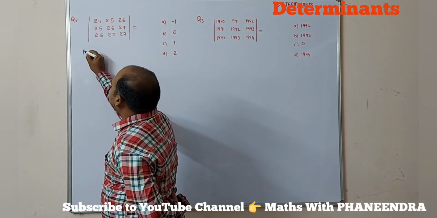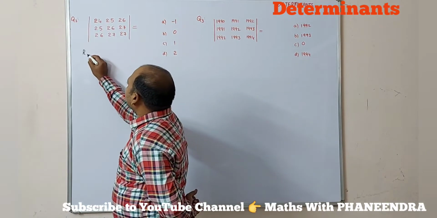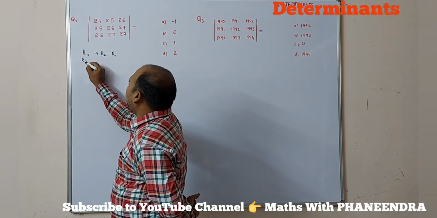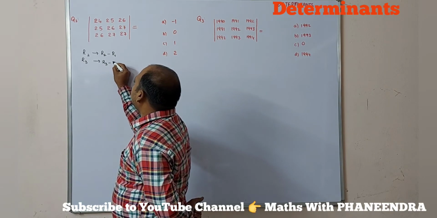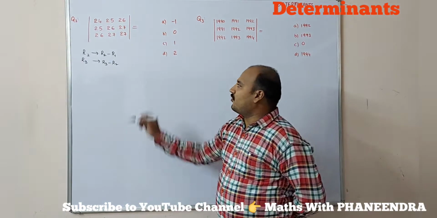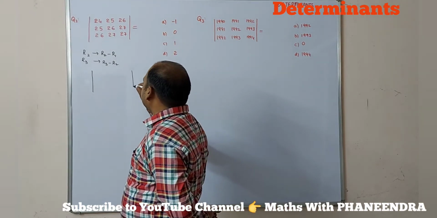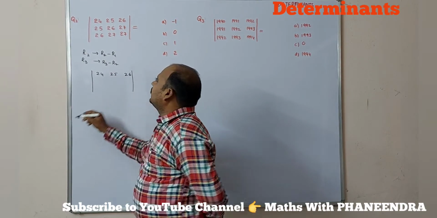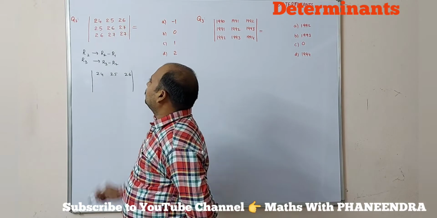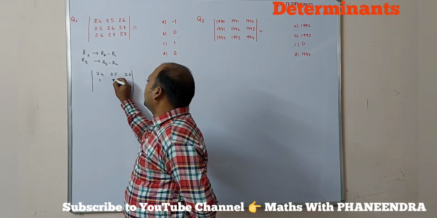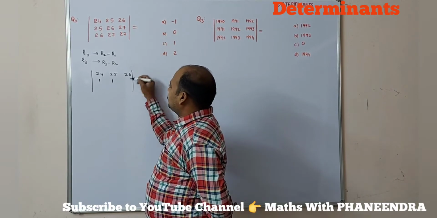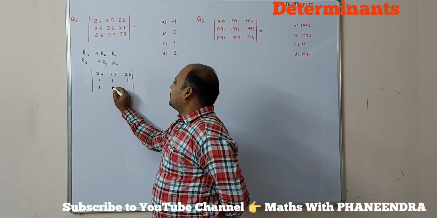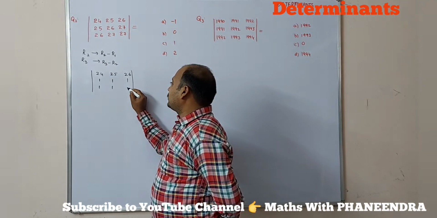So here what I am doing is R2 goes to R2 minus R1 and R3 goes to R3 minus R2. After operating this, R1 is not changed: 24, 25, 26. R2 minus R1 gives 25 minus 24, 26 minus 25, 27 minus 26, so 1, 1, 1. R3 minus R2 gives 26 minus 25, 27 minus 26, 27 minus 27, so 1, 1, 0.